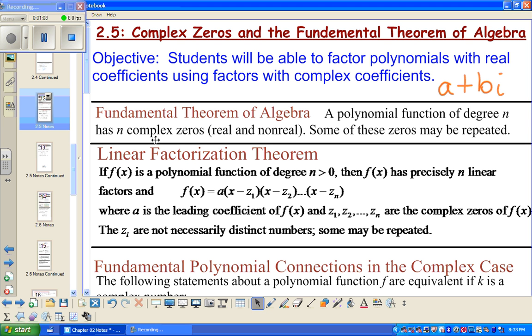The fundamental theorem of algebra says a polynomial function of degree n has n complex zeros, whether they're real or non-real. Some of these zeros may be repeated. So what that means to you is whatever the degree of the polynomial is, it has that many zeros.